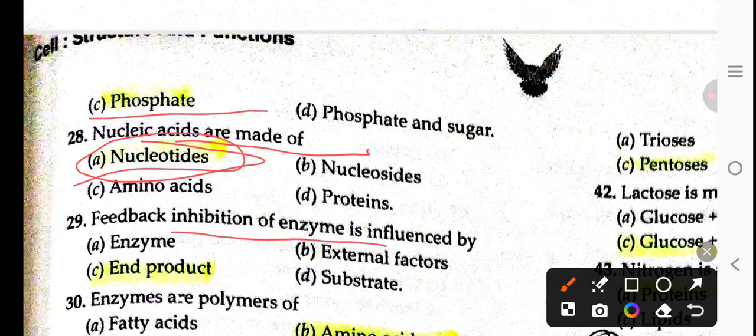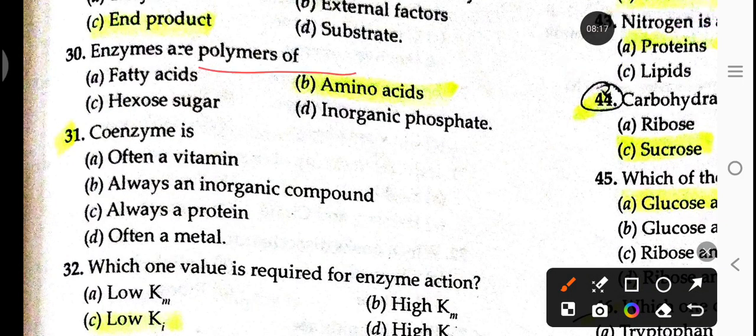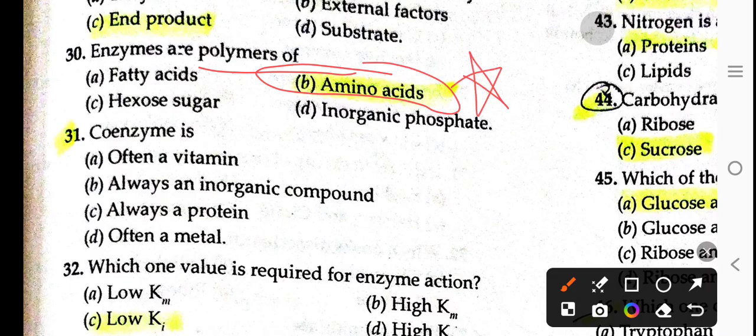Feedback inhibition of enzyme is influenced by, so feedback inhibition is related to the end product of a reaction. Next one, enzymes are polymers of, so we know that enzymes are made up of proteins and proteins are the polymers of the amino acids. Sometimes these types of questions are very tricky in the exam, we get confused there. So enzymes are made up of protein, and proteins are the polymers of the amino acids.